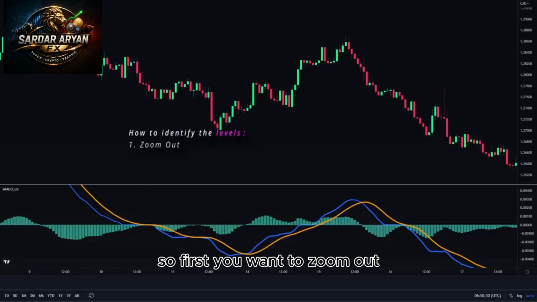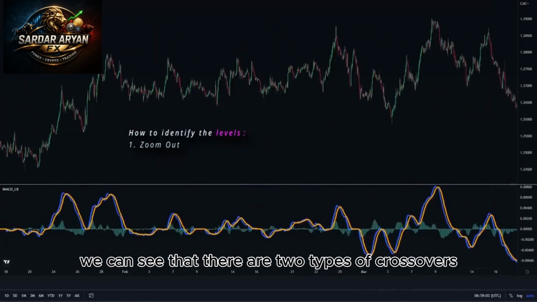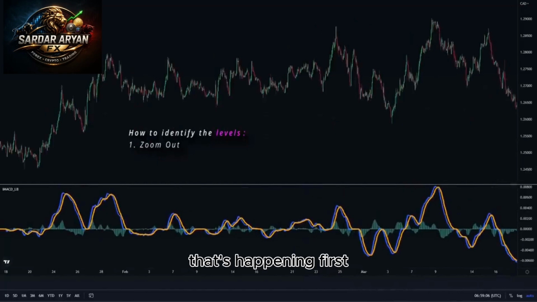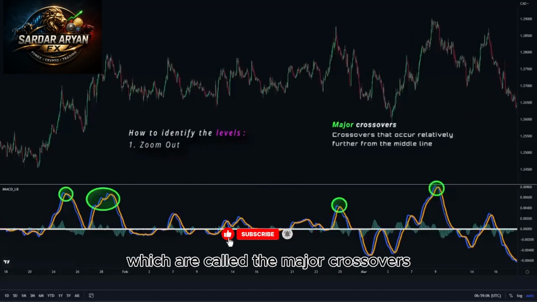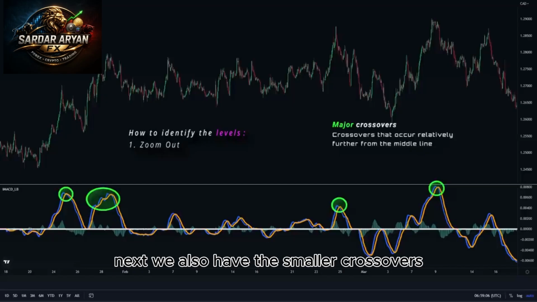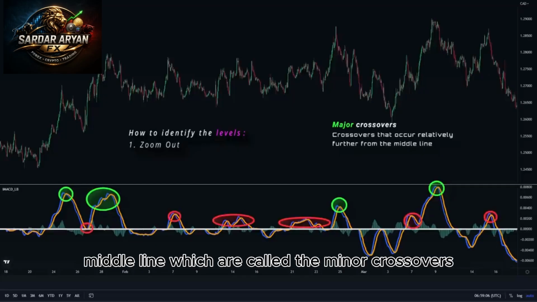So first, you want to zoom out. Now immediately, we can see that there are two types of crossovers happening. First are crossovers that happen further from the middle line, which are called the major crossovers. Next, we also have the smaller crossovers that are happening closer to the middle line, which are called the minor crossovers.